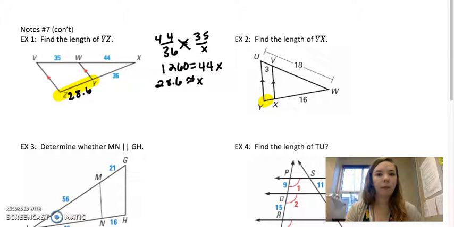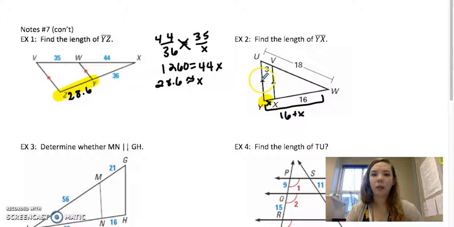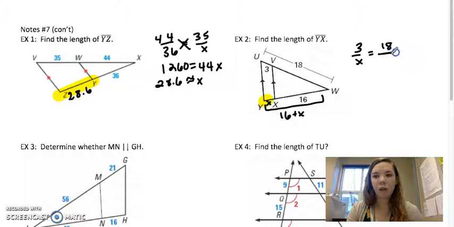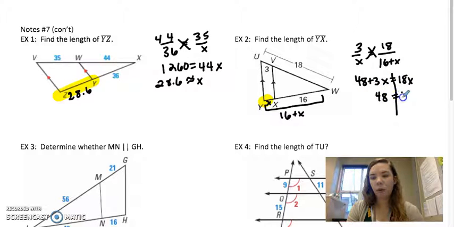Find the length of YX. So right here, this full length would be 16 plus x. And then we're trying to find x. And they give us a full length and 3. So let's do 3 over x equals 18 over 16 plus x. So when I multiply here, I have to distribute. So I would have 48 plus 3x equals 18x. So you have 48 equals 15x, which would be 3.2.